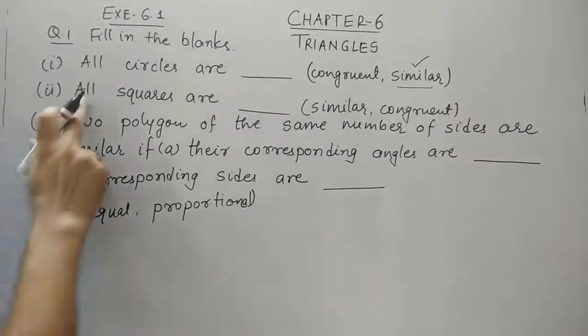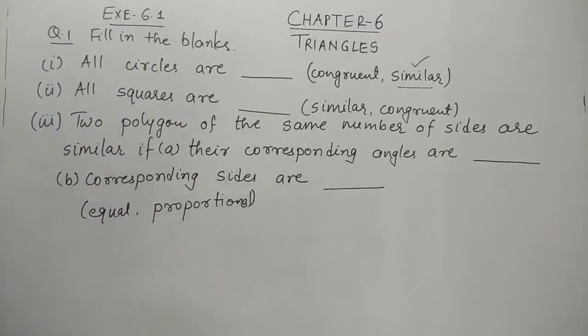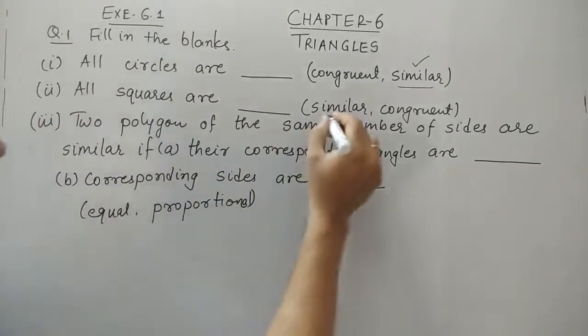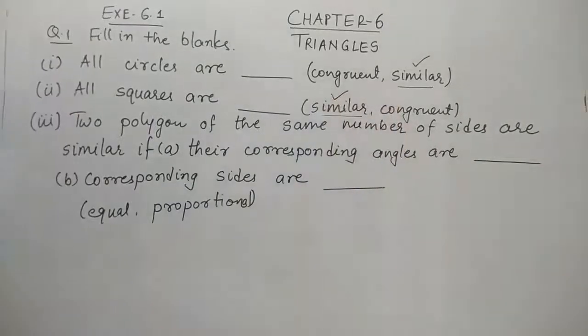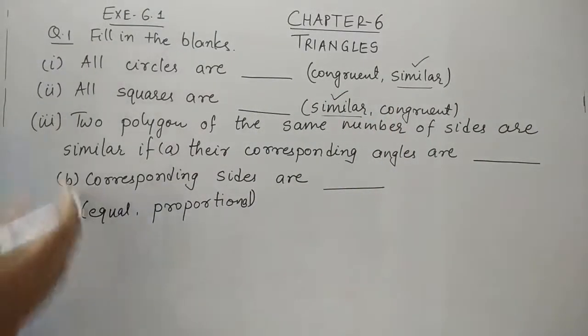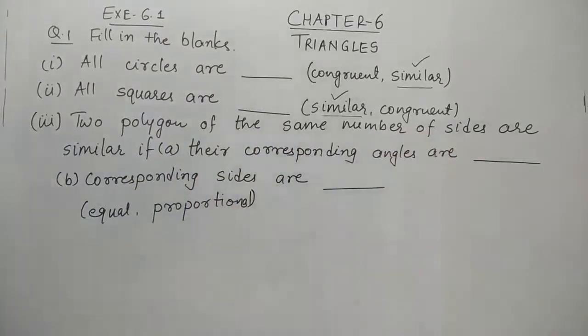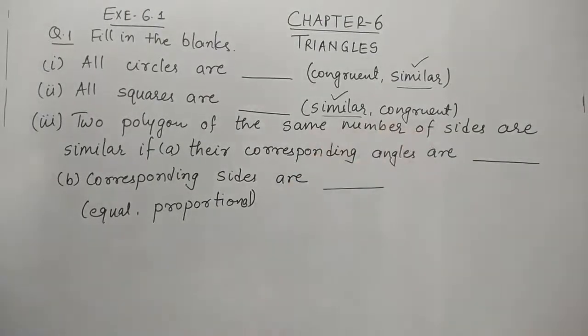Next, all squares are. So again the same thing. If the squares have equal length, मतलब दो अलग अलग स्क्वायर के साइड्स इक्वल हैं, तब जाके वो सिमिलर कॉन्ग्रुएंट फिगर्स होंगे. मगर हम सारे स्क्वायर्स की बात कर रहे हैं तो अगेन दे आर सिमिलर फिगर्स. लेट्स द थर्ड वन, टू पॉलीगॉन्स ऑफ द सेम नंबर ऑफ साइड्स आर, मतलब दो ट्राइंगल्स हैं, दो स्क्वायर्स हैं, पेंटागॉन्स है, हेक्सागॉन्स है, विच हैव द सेम नंबर ऑफ साइड्स.